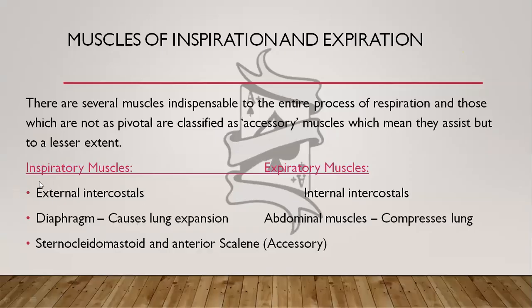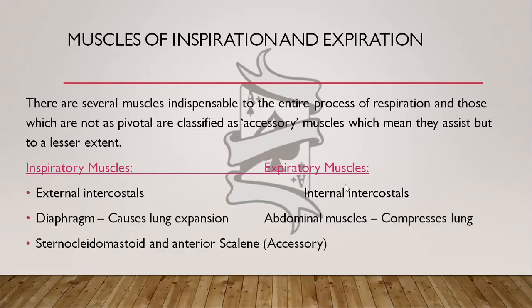So the principal muscles of inspiration, which people love to ask about, are your external intercostals and your diaphragm. The diaphragm is the most important muscle. The sternocleidomastoid and the anterior scalene muscles that you see here are accessory muscles. Those would be used in really, really deep inspiration. So you'd have the involvement of your neck muscles when you want to take a really, really deep breath, like if you're about to run a race or jump into the pool.